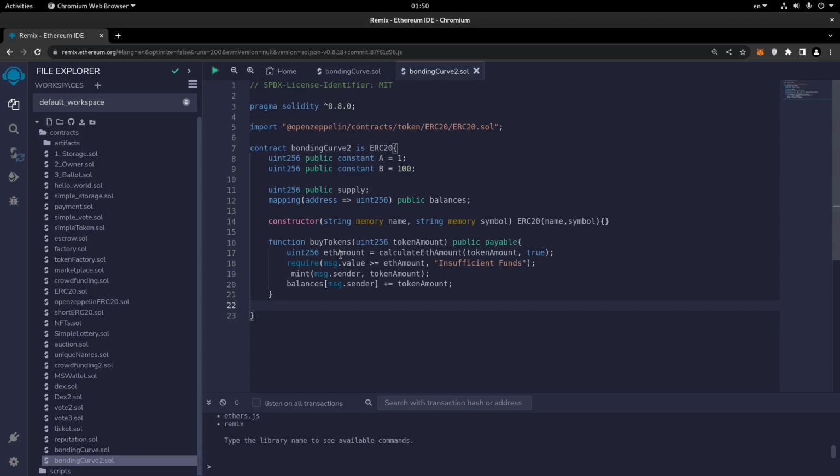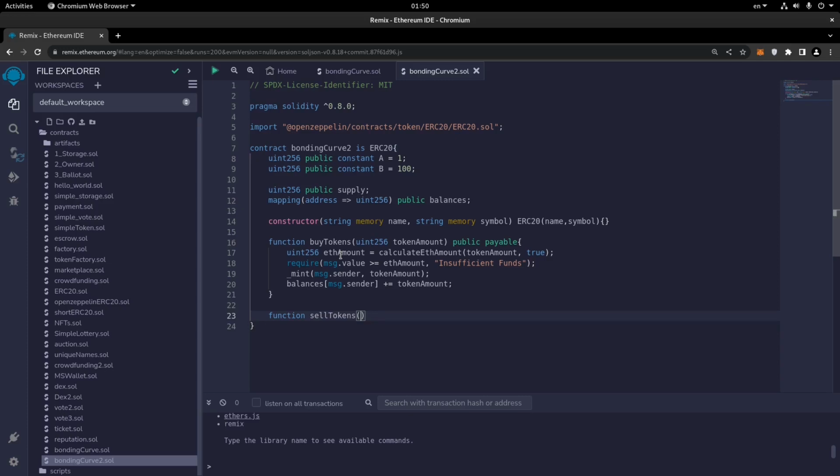In this part we're going to continue with the functions of this smart contract, and finally we will deploy it, compile it and test it in the next parts. So the next function is for selling the tokens. So function sellTokens.